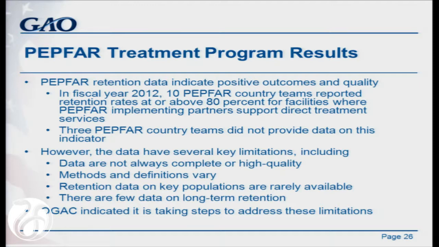So when we looked through that, we found that there were 10 country teams that reported retention rates at or above 80%. This is retention data for facilities where PEPFAR implementing partners provide direct treatment services. There were 3 PEPFAR country teams that weren't able to or did not provide data on this indicator. One of those had the figure for the numerator, but not the denominator, so we didn't count that one. So we were able to, again, array this. There's a table in the report that shows the number of countries that are at 80% or higher.